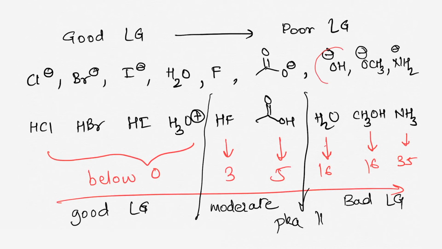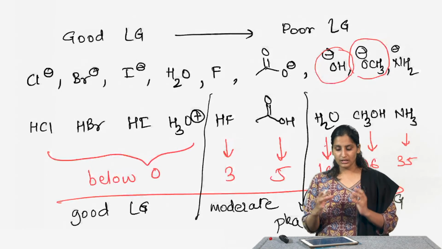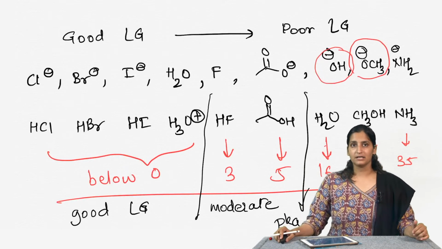Okay. So, you will never see an OH minus leaving in a chemical reaction just like that, or you will never see an OR minus, methoxide, ethoxide just leaving in a chemical reaction. Same goes with that NH2 minus anion. Thus, knowing the pKa, you can kind of correlate the leaving group ability.